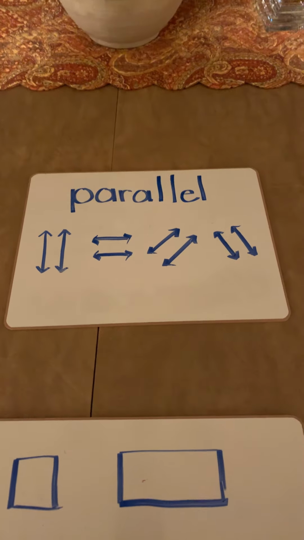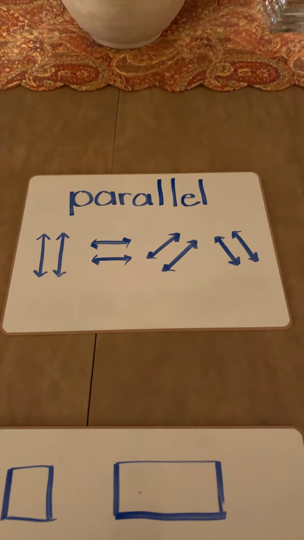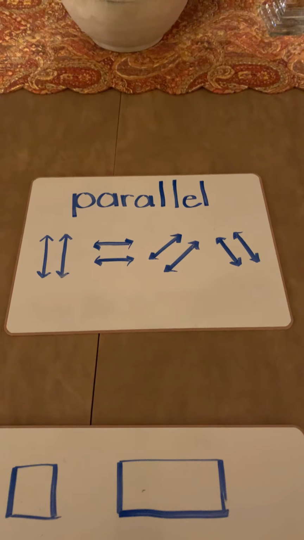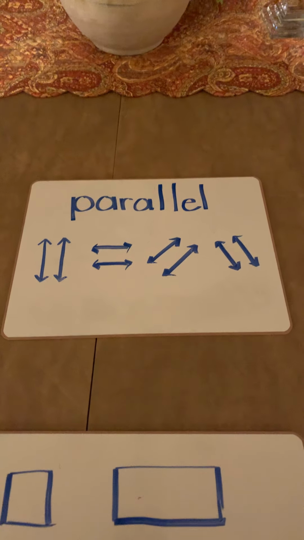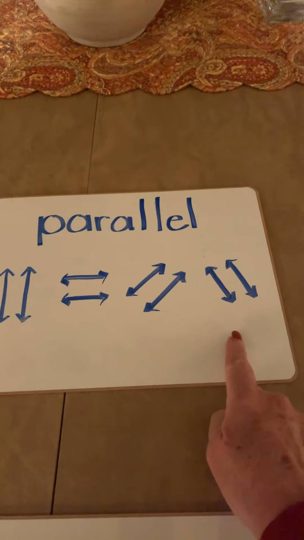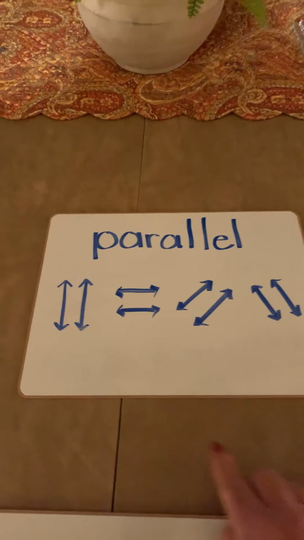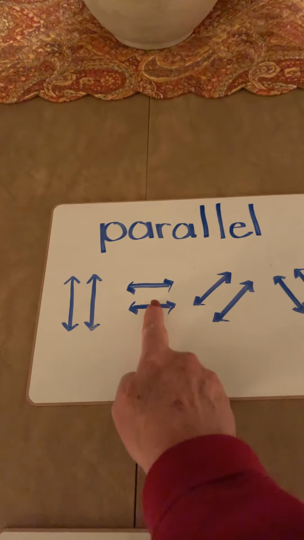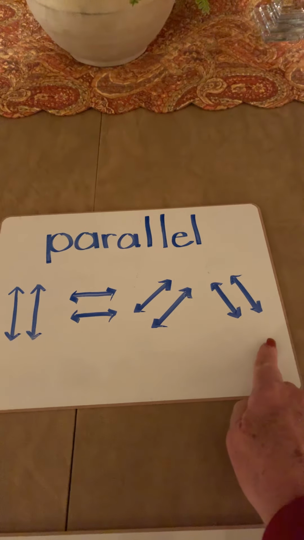Today's lesson is actually about intersecting and perpendicular line segments. But before I teach you about those, I'd like to review what parallel line segments are. If you guys look, I have 4 really good examples of parallel lines. Parallel lines are lines that are equal distance apart and they will never, ever touch.